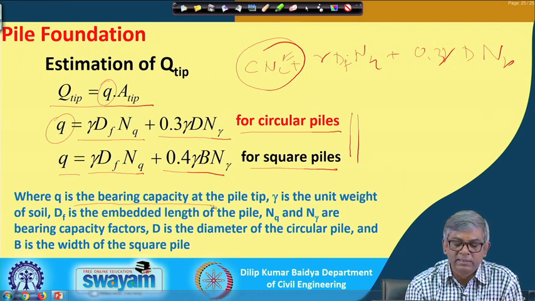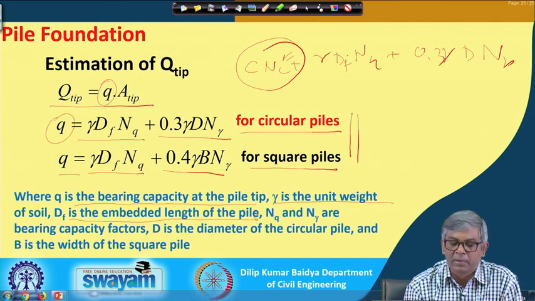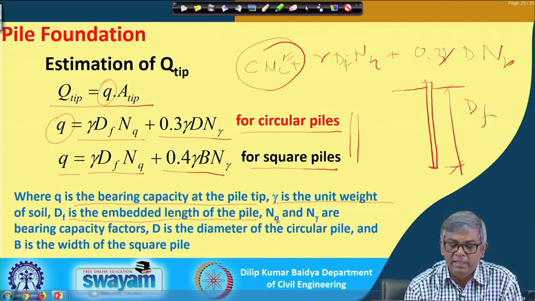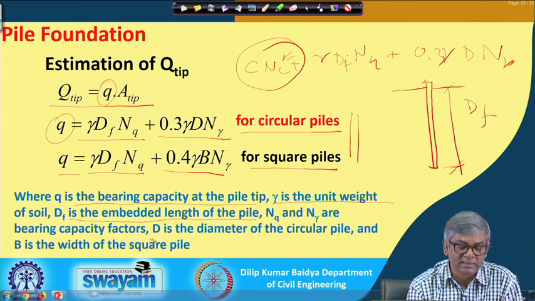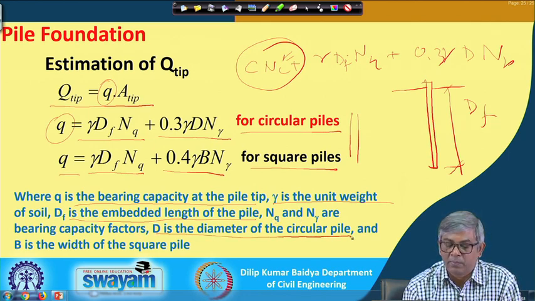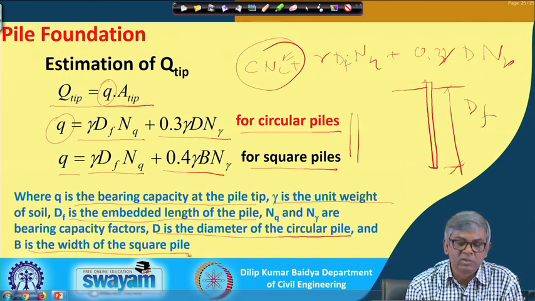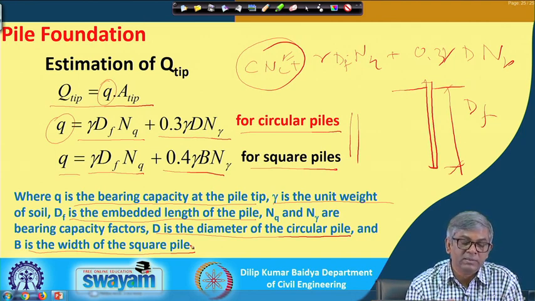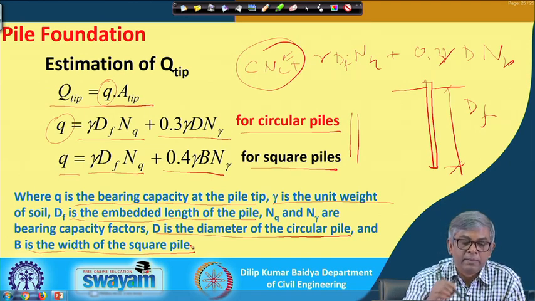Q is the bearing capacity at the pile tip, gamma is the unit weight of the soil, Df is the embedded length of the pile. That means, if this is the pile, then this here is Df, the embedded length of the pile. Nq and N gamma are the bearing capacity factors, d is the diameter of the circular pile and b is the width of the square pile. Even if it is circular, it will similarly be the diameter.